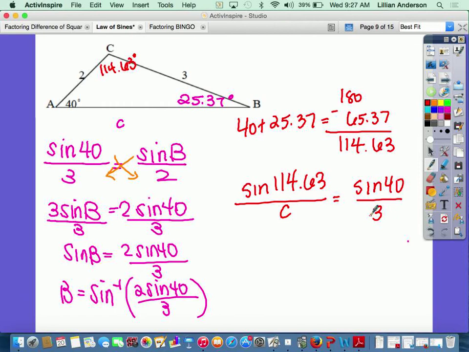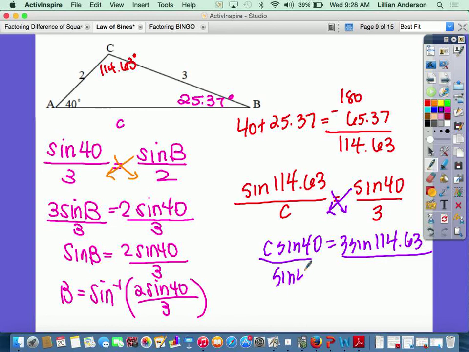So how do we find C? Cross multiply. C sine 40 equals 3 sine 114.63. Divide by the sine of 40, and C is 4.24. That was the side. And you can always check to make sure you did it right. Remember, the smallest side should be across from the smallest angle, and the largest side should be across from the largest angle. And that's what we have here.